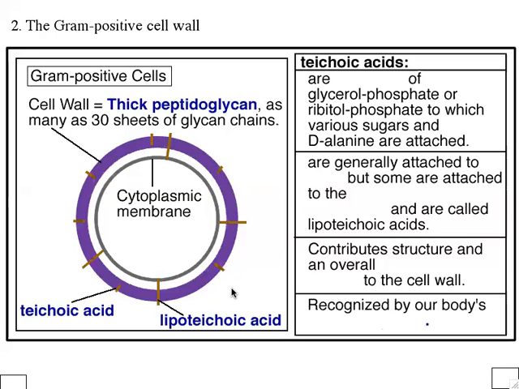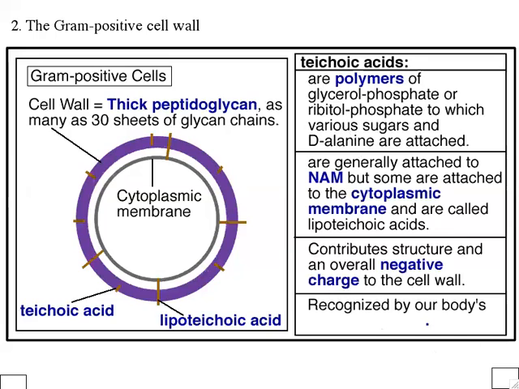So this is huge, everyone. Gram-positive cells are negative. The term gram-positive means nothing about the charge that the cell has. Okay? So the negative charge comes from the polymers of alcohol and phosphate. Already we answered this question. Coulter did a great job of it.